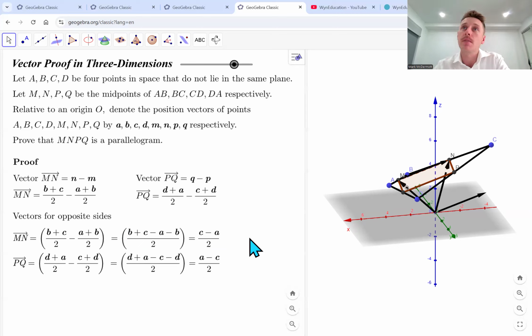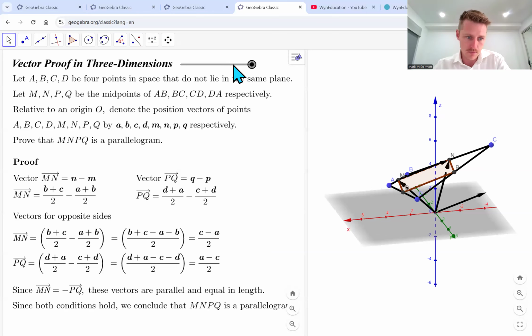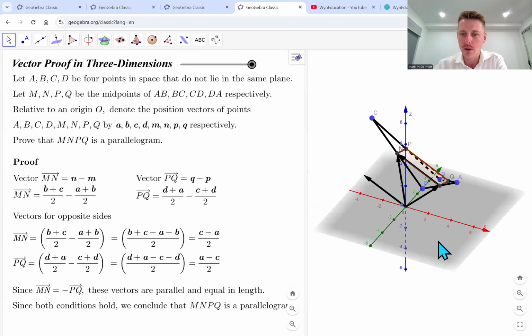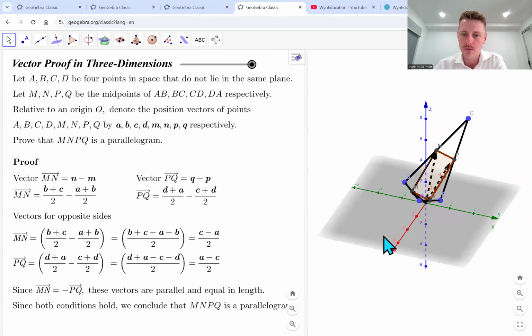Which means that they are parallel, because if you've just got the sign swapped for a vector, then it's parallel. So we can say, since vector MN is equal to vector PQ negated, these vectors are parallel and equal in length. Okay? And since both conditions hold, MNPQ is a parallelogram. Now this is my solution. I wonder what you think, whether that's satisfactory.